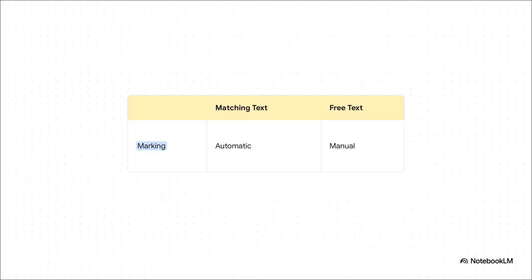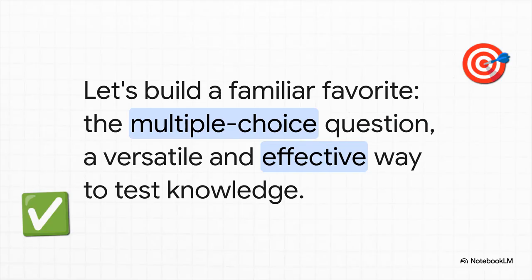Now, let's look a little closer at these free format options, because the difference here is really important. Matching text is perfect for when there's a specific right answer, you give it the keywords, and the system can grade it automatically. Free text, on the other hand, is for those more open-ended responses that you'll want to review manually. So choosing the right one really just depends on what your goal is. For this little demo, let's build the most familiar type, the multiple choice question. It's a classic for a reason. It's just so versatile and really, really effective.